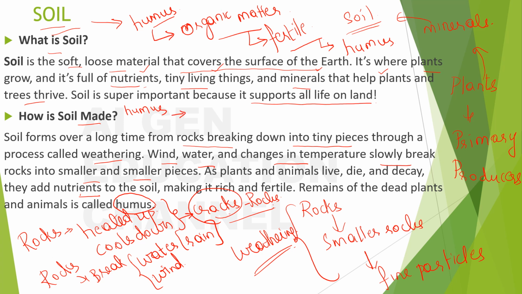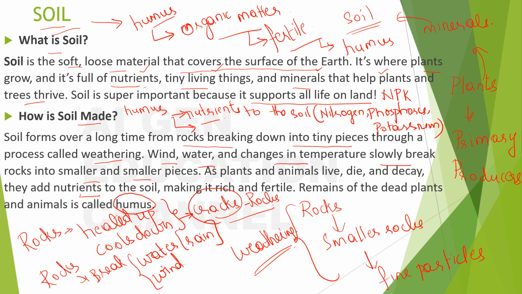Humus, what does it do? Just think. What did I say? Yes, it provides nutrients to the soil. In what manner does it provide nutrients to the soil? Like I can say that nitrogen, phosphorus, potassium, all these are needed for the fertility of the soil. Nitrogen, phosphorus and potassium, popularly called NPK.